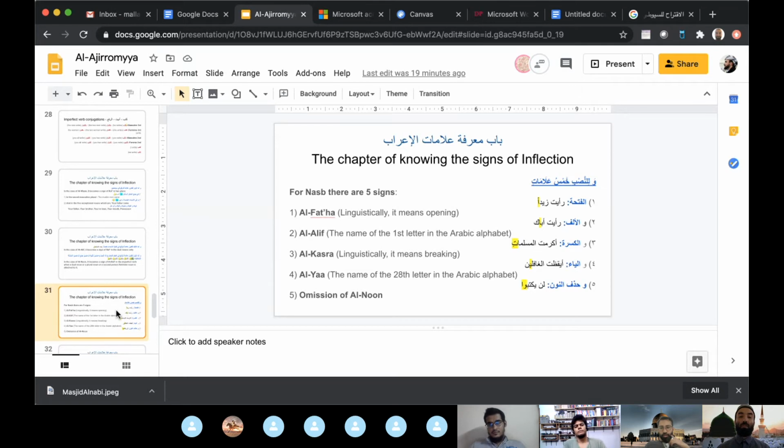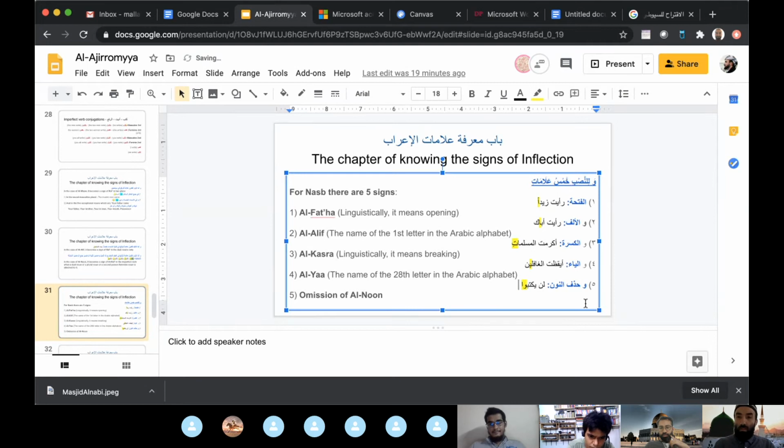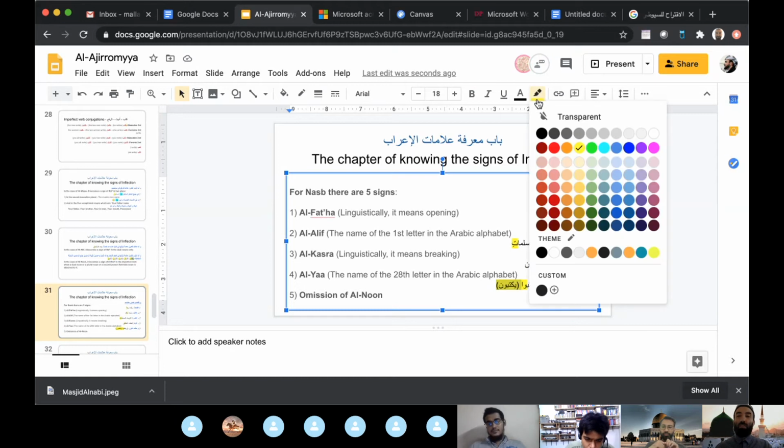So where was the noon then in the last part, lan yaktubu? Originally it was yaktubuna. Okay, thank you. Jazakallah. No problem. We removed the noon, and usually when you remove the noon, you add an alif, which doesn't get pronounced. But that's something we'll talk about later, the reason why that alif is added. It's not important for this class.